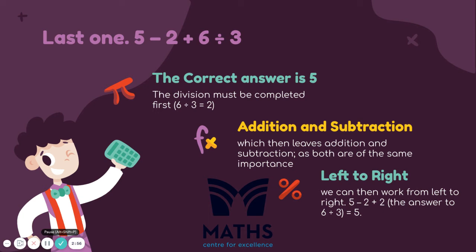For this last example, we have 5 minus 2 plus 6 divided by 3, and the correct answer is 5. So with the BIDMAS rule, the division must be completed first. So that's 6 divided by 3, which will give us 2. Then addition and subtraction, and both are the same importance, so we start from left to right. And then we can work out the answer as 5 minus 2 plus 2, which is the answer to the division, and our answer will be 5.